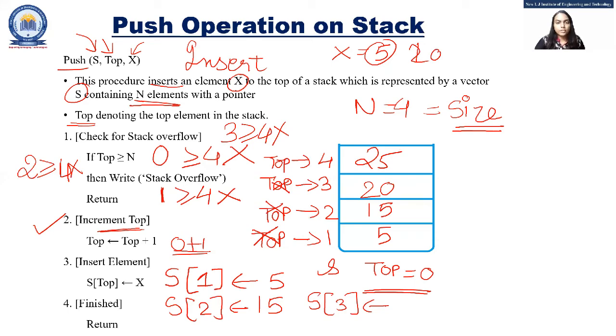Now when we try to insert one more time, see students, top is 4 and size is also 4. So the condition 4 equal to 4 became true, and it will give us the message stack overflow. We cannot push any new value any further because the stack is now full. Whenever top is greater than or equal to the size, we cannot insert into the stack anymore. So this is how we do the push operation.